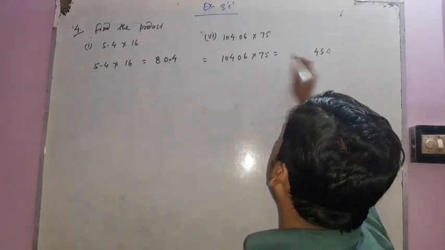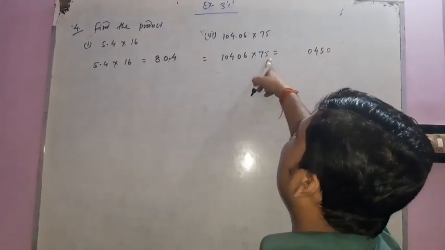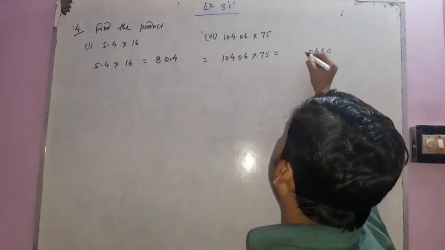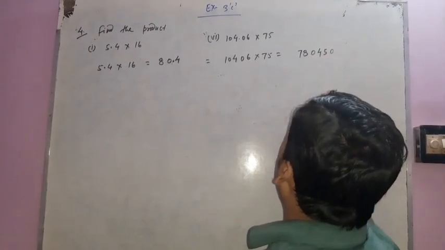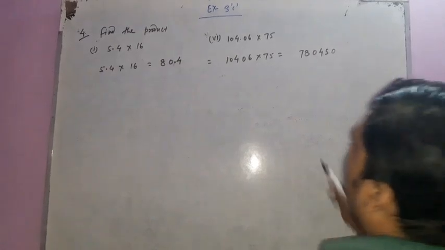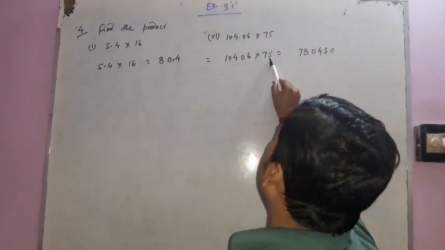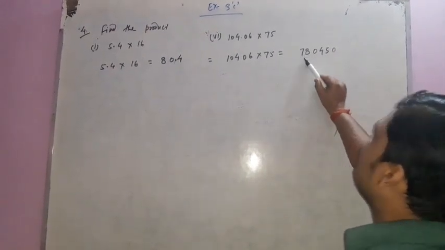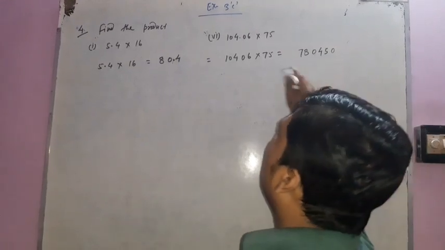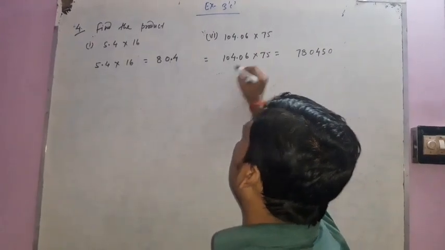Now 304, 0 here, 30 in the hand. 75 times 0 is 0, plus 30 is 30. 0 here, 3 in the hand. 75 times 1 is 75, plus 3 is 78. The product will be here: when 10406 is multiplied with 75, the result will be 780450. Now put the decimal at its original place.